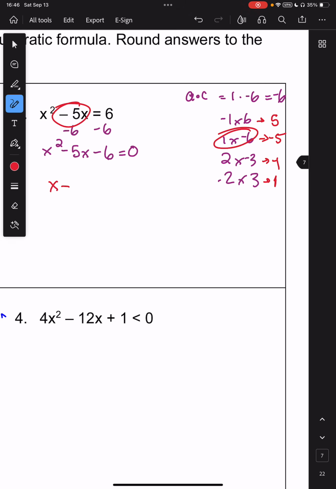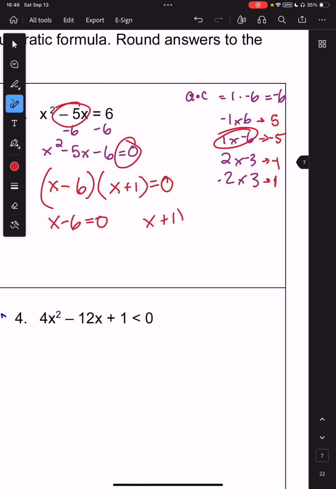So that's where we get x minus 6 as our first value times x plus 1 as our second value. Remember, it's equal to 0. Now, we are going to set both of these equal to 0. x minus 6 is equal to 0. x plus 1 is equal to 0.